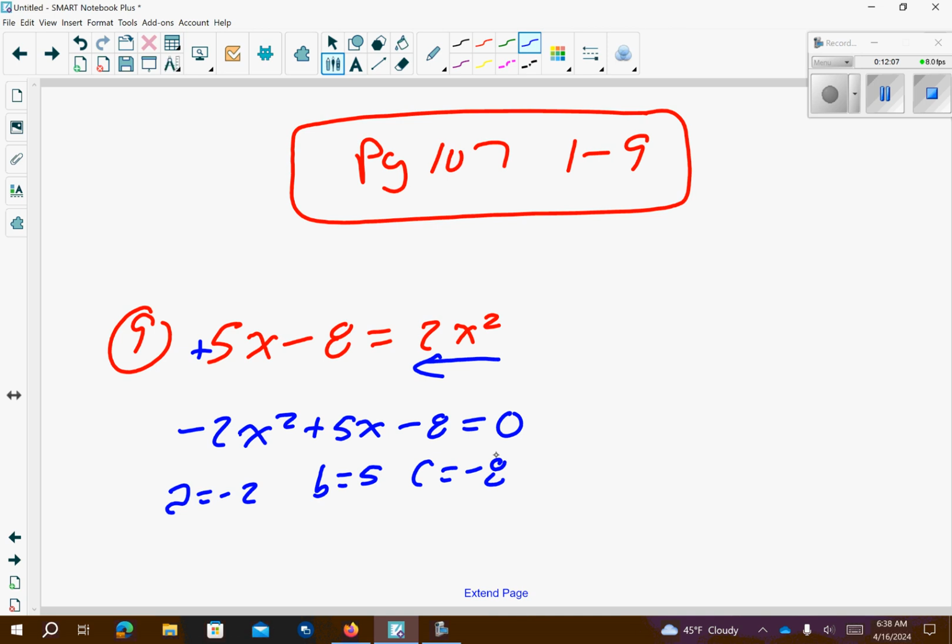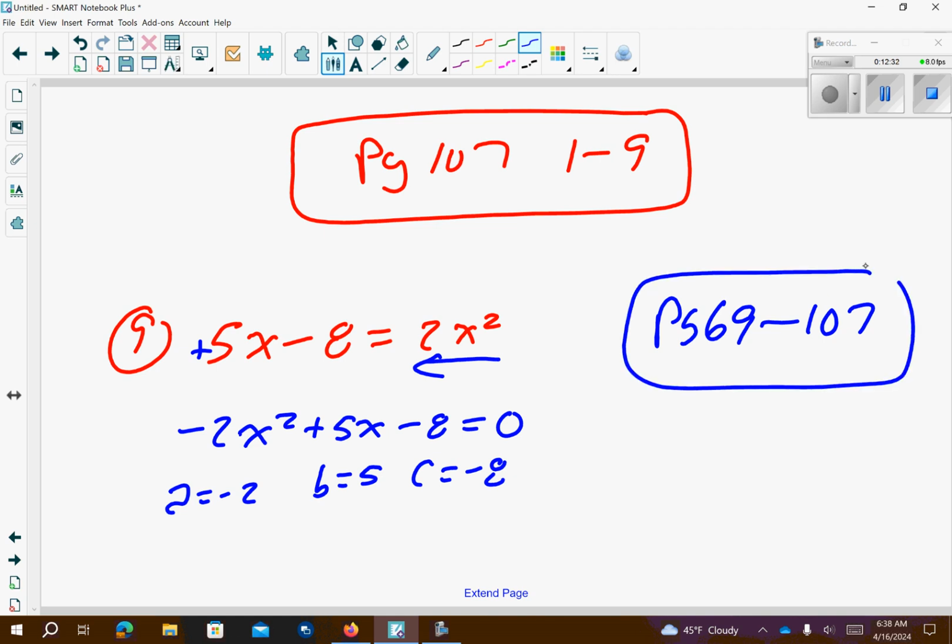Or this test on Tuesday. Definitely go through this chapter. Take a look at the chapter that we have done. So pretty much anything that is between page 69 all the way through page 107, take a look at it.